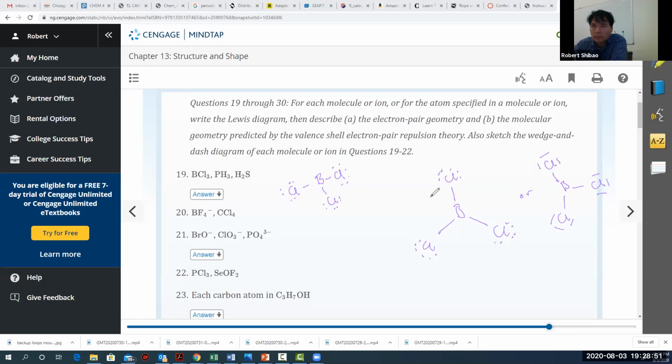Now, the EPG is going to be trigonal planar, which sets the angle at 120. The MG is going to be the same because all the atoms follow the groups of electrons. And so the MG is the same. And then all the angles are the same at 120 degrees. There should be no distortions here. These lone pairs on the chlorine aren't going to impact boron. The lone pair would have to be on boron in order to distort the angle or change the structure. And so those have no impact. That's BCl3.